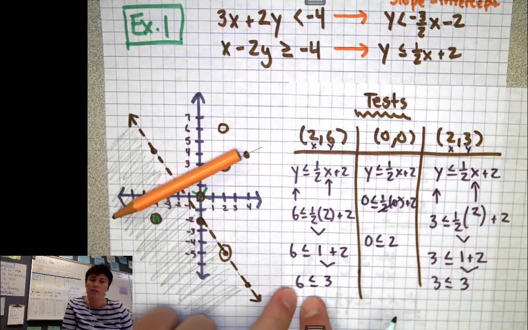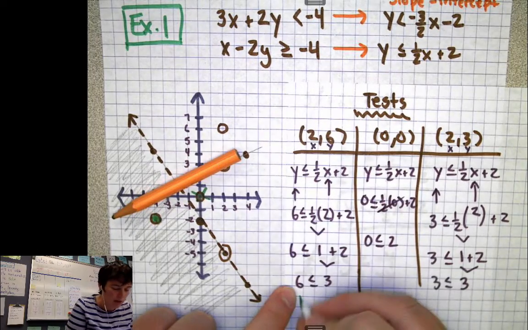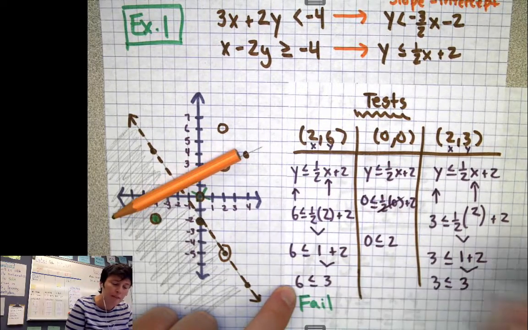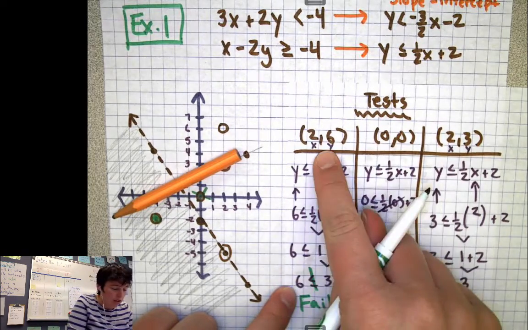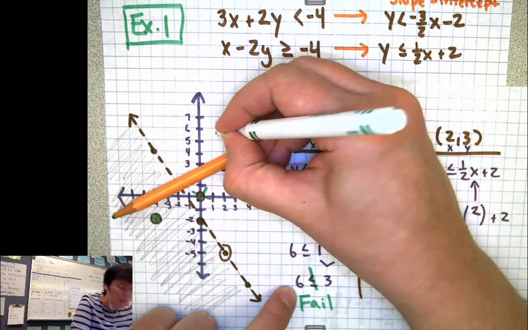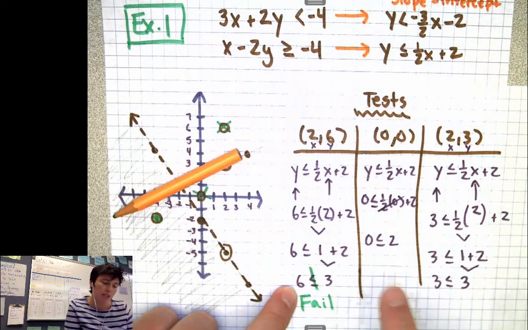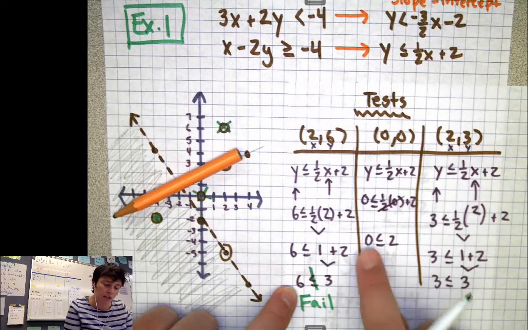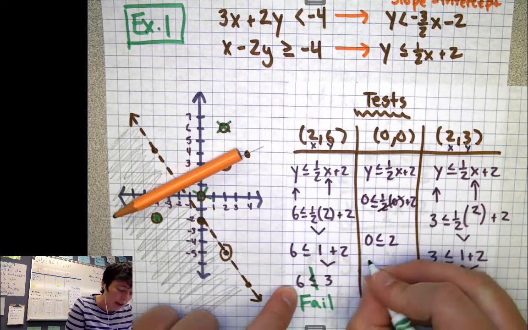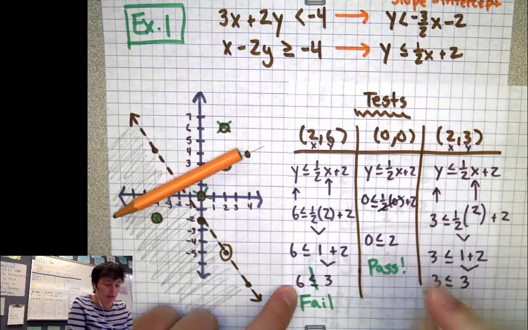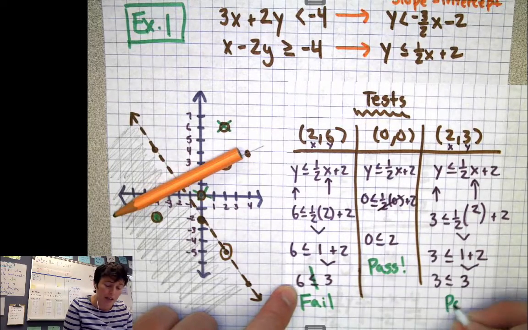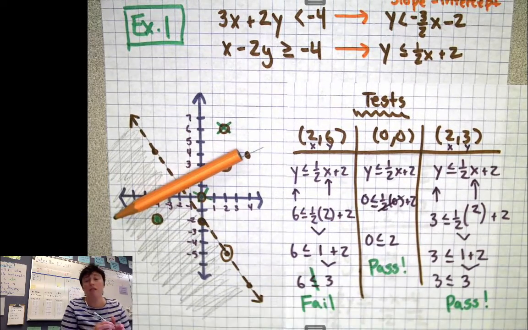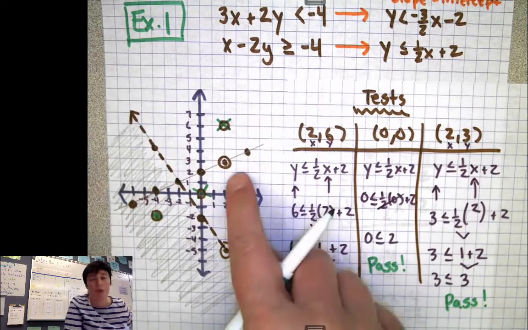Well, the first one fails. 6 isn't less than 3. That stood out to me right away when I was doing my work, so there's a fail. And I'll slash it out. Which means, which point was this? It was the 2, 6, so that's the one that's way up here. That's my fail point. I'll cross that out. That means this one probably passes. 0 is less than 2. That's true. That's a pass. So this time the 0, 0 did pass. And then 3 isn't less than 3, but it is equal, and we do have an equal sign. So this is another pass, which means the point on the line just passed.